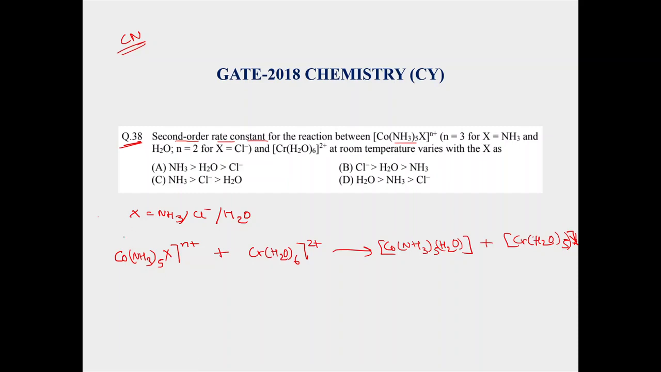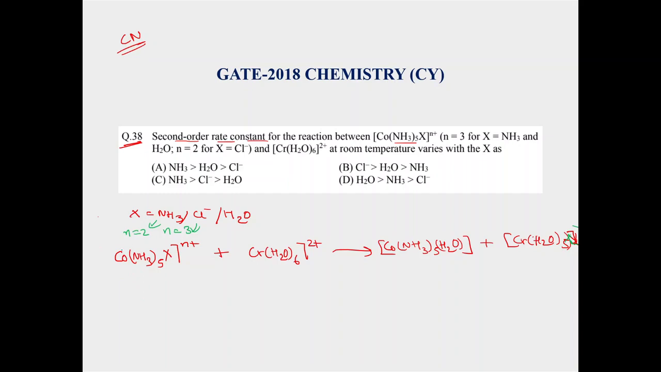Okay. So here, the options are here. It is written that n is 2 when it is ammonia or H2O, and n is 3 when it is Cl. n is the overall charge of the complex. Now, how we have to see what will be the oxidation state for this. Here, one X is there. Okay, there is an X here.